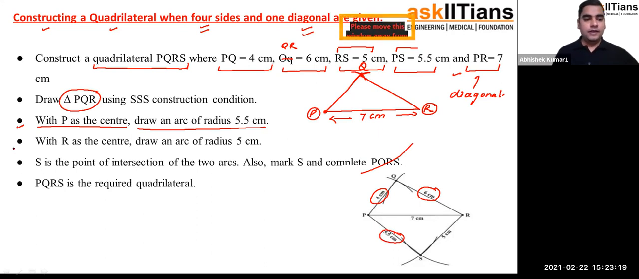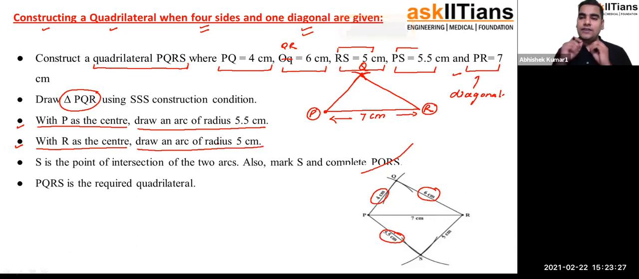Done. Now with R as the center, you have to draw an arc of radius 5 centimeter, because that is the only remaining length of this quadrilateral. Assuming R to be the center, you have to mark an arc of length 5 centimeter. And when you mark both the arcs, you will see that both the arcs are cutting each other at some point, and you are going to call that point S.